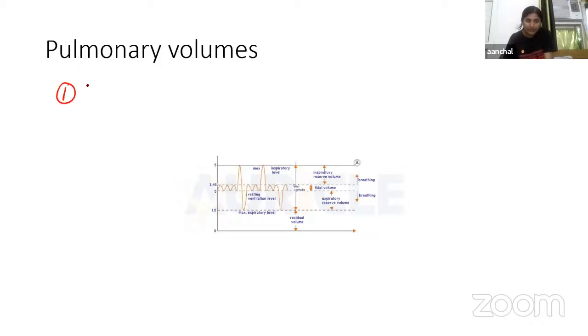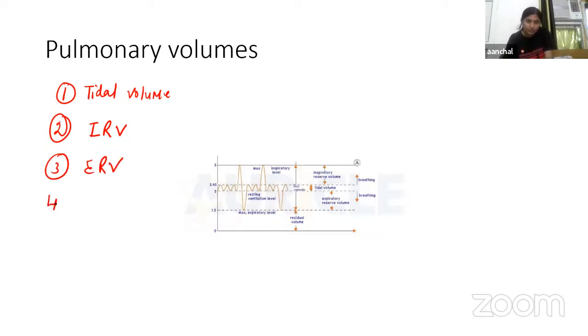We have volumes like tidal volume, then inspiratory reserve volume, then expiratory reserve volume, then residual volume. So one by one, we're going to understand each of them. First we have tidal volume. So what is tidal volume? Tidal volume is the volume of air that we breathe in and breathe out in a single normal quiet breathing.